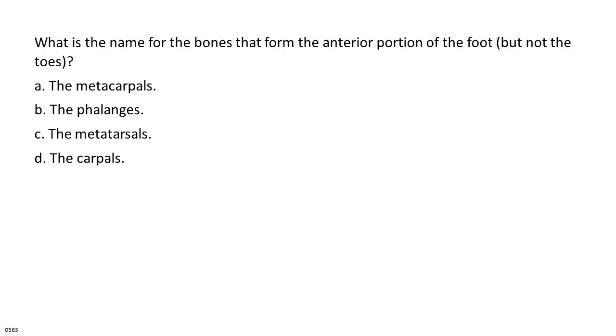What is the name for the bones that form the anterior portion of the foot, but not the toes? A. The metacarpals. B. The phalanges. C. The metatarsals. D. The cuboids.